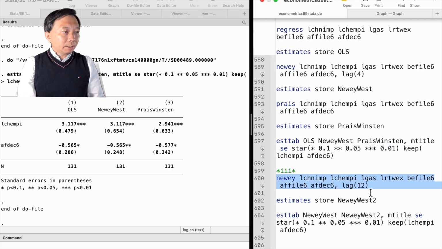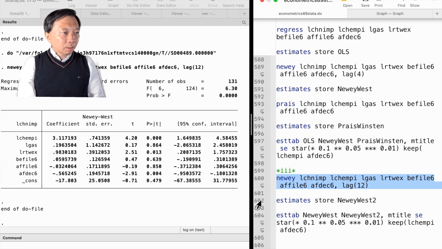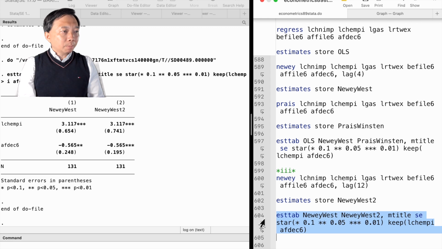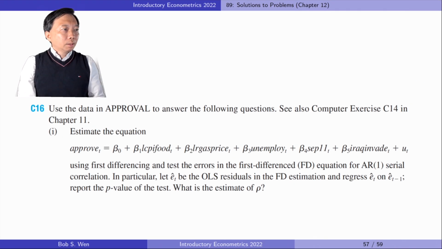When we set the lag equals 12, the standard error for the log chemical production index becomes higher, while the standard error for the after decision variable becomes smaller. Let's complete the last computer exercise. It is about the public's view of the US president's job performance at a particular point in time.